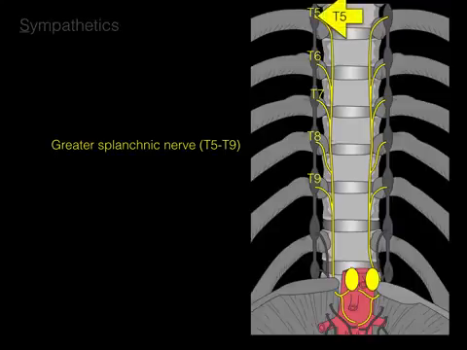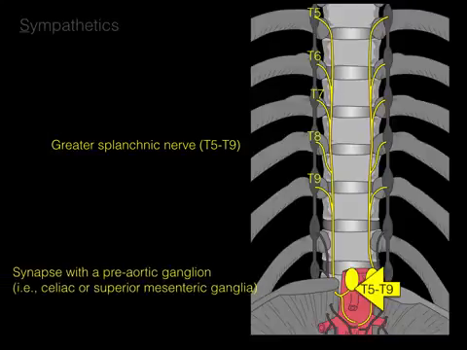And so if we now find this splanchnic nerve from the T5 sympathetic ganglia, and then from the T6, and then from the T7, and then from the T8, and then the splanchnic nerve from the T9 sympathetic ganglion, they form a really big splanchnic nerve. So we call it the great, or the greater splanchnic nerve, that gives contributions from T5 to T9. It then courses through to synapse with a pre-aortic ganglion, specifically a celiac or superior mesenteric ganglia.